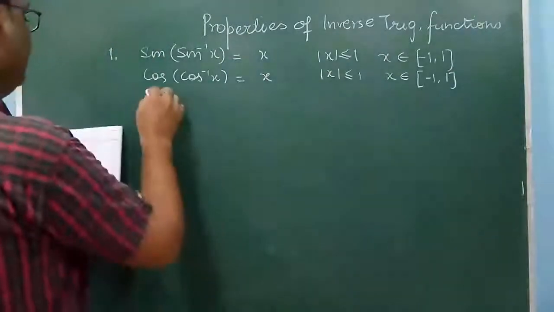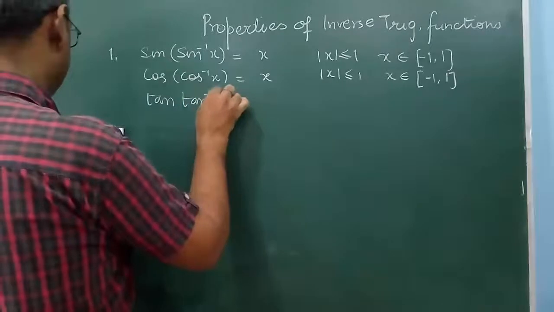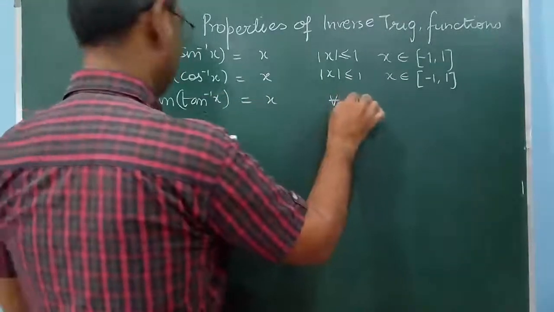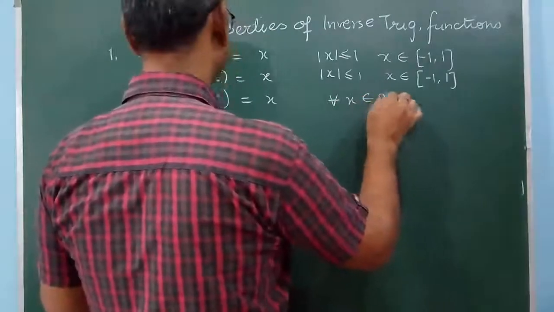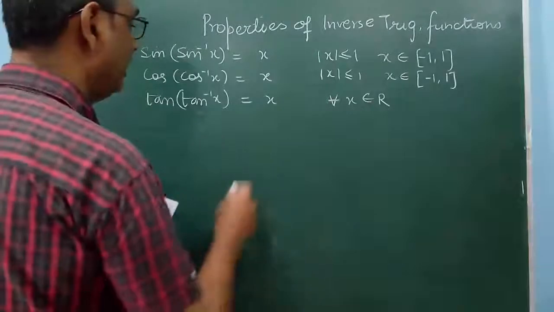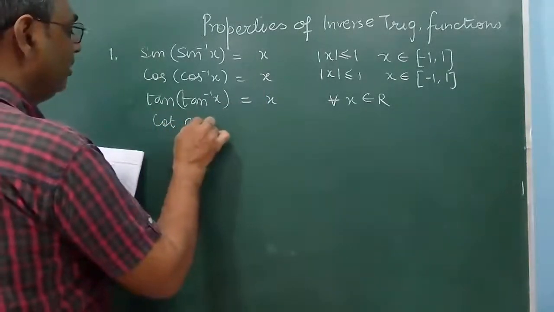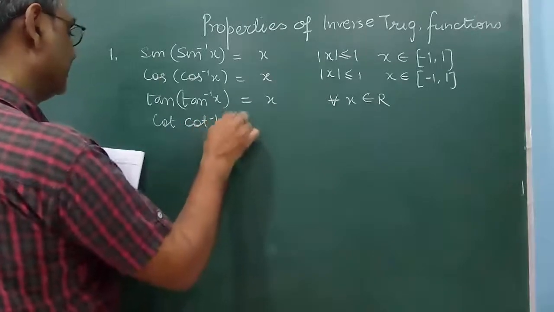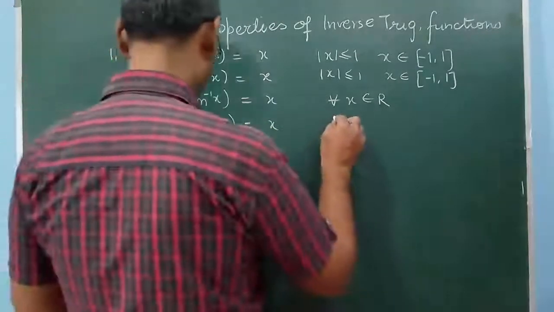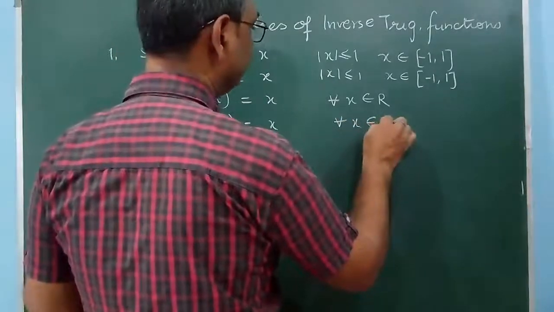Then we are having tan inverse x equal to x for all x belonging to R. Whatever be the value, we can take it out and we can write x. Then cot inverse x is equal to x for all x belonging to R.